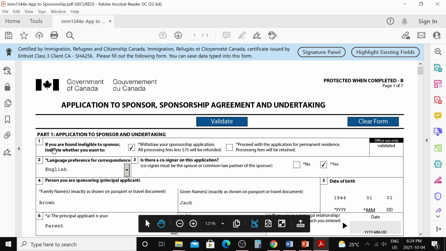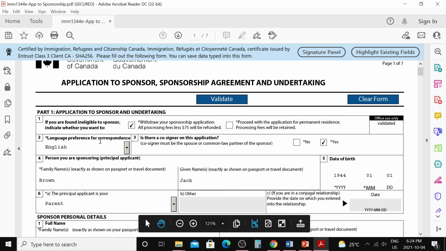So the first question is, if you are found ineligible to sponsor, indicate whether you want to withdraw your application or proceed with the application. In case you do not meet the sponsorship requirements, then there is no benefit to proceeding with your application. Then you can say withdraw your sponsorship application. If you choose this option, they will just take out $75 processing fees and they will refund all your fees. But if you choose to proceed, your application will get refused. Then you will get only $550 back per person.